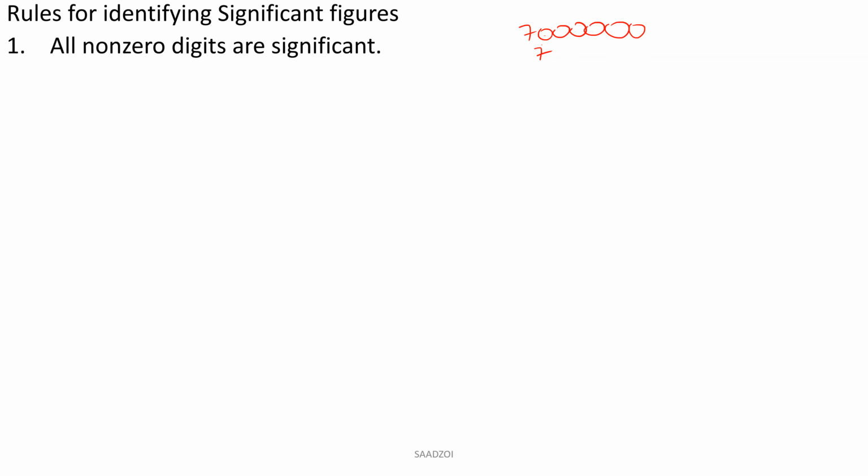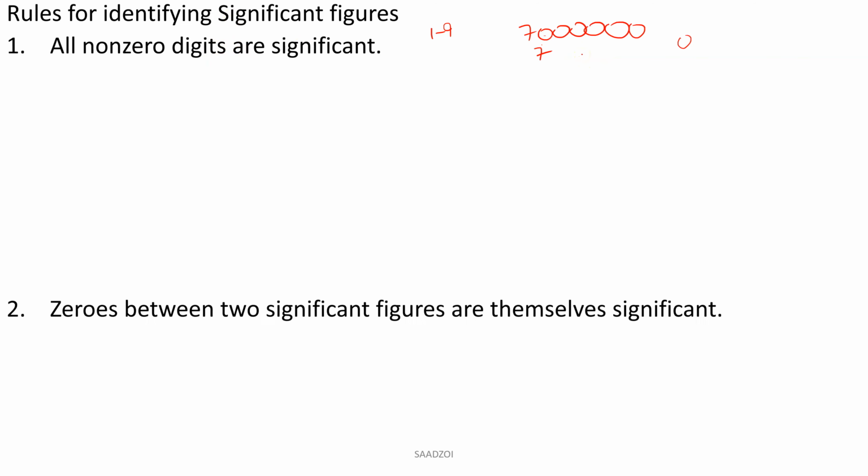So all non-zero digits are significant. So what does that mean? Numbers 1 through 9. Any of those numbers are significant. So the question is, okay, what is not significant then? Zeros. But there are certain times that zeros are significant, and that's where all these rules are going to try to come and explain. When is a zero important enough to write?